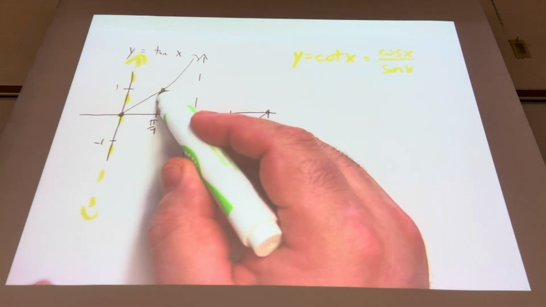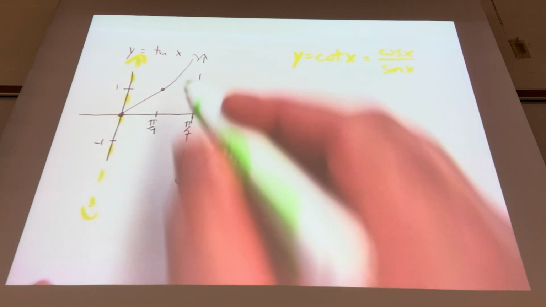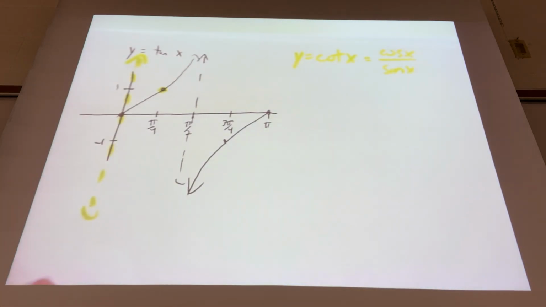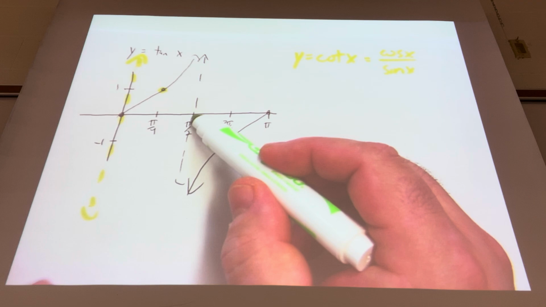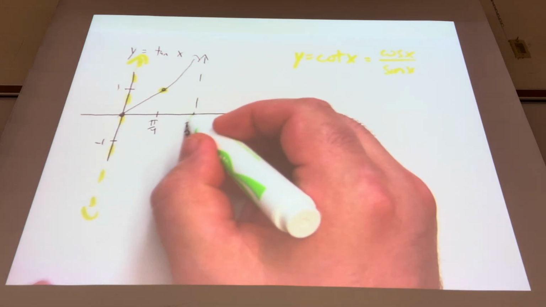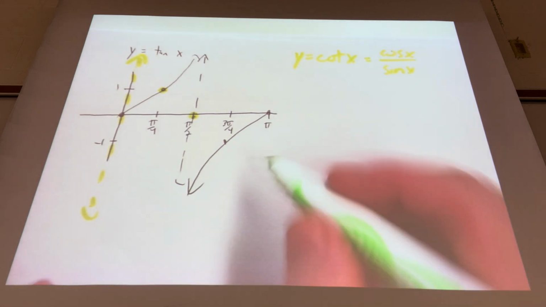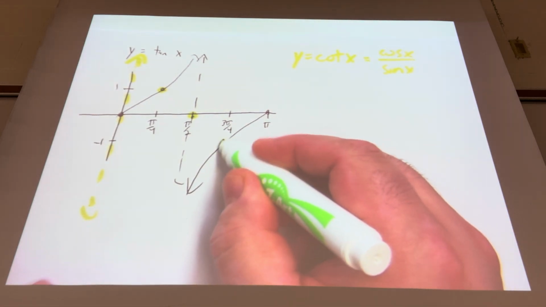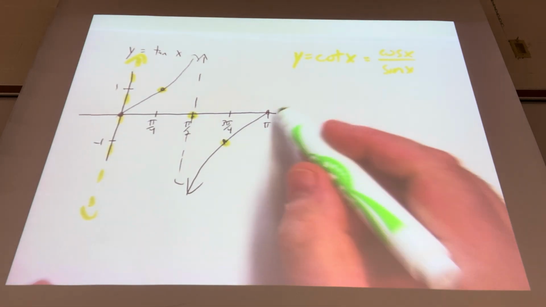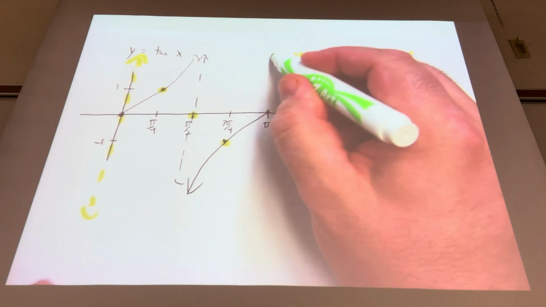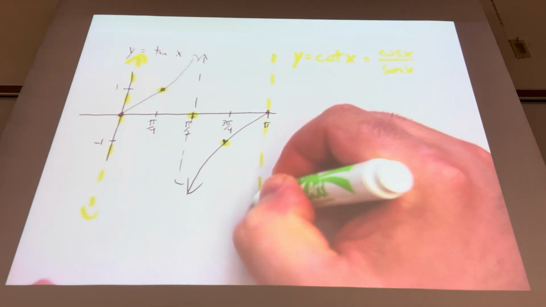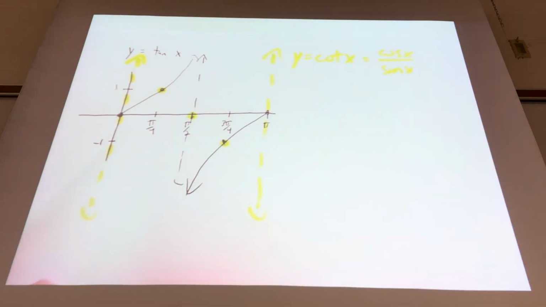Then what's the reciprocal of 1? 1. What's the reciprocal of undefined? 0. Reciprocal of negative 1? Negative 1. And then once again we got the 0 here. So we have our undefined.